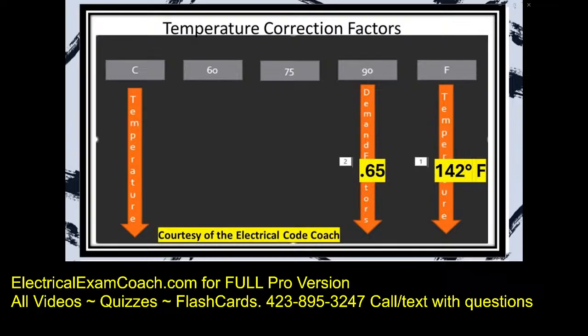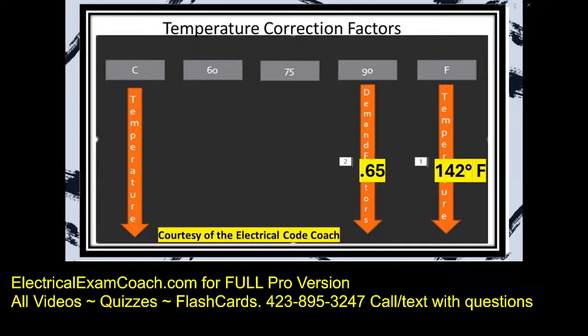When we get there, we're going to start on the right-hand side because the question stated it in Fahrenheit. Then we're going to go down until we find our range of temperature. Ours was 142 degrees. Then we're going to slide over and find our correction factor. And remember, it's just a demand factor.